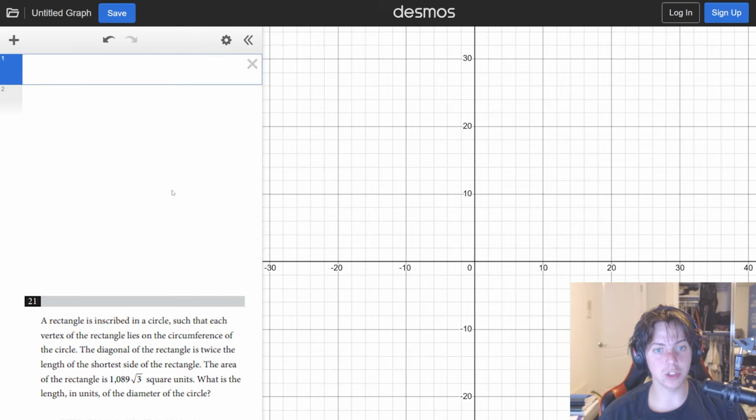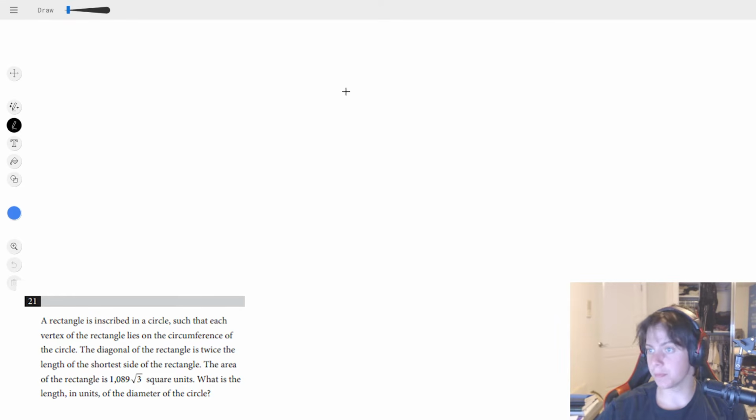Question number 21. A rectangle is inscribed in a circle such that each vertex of the rectangle lies on the circumference of the circle. The diagonal of the rectangle is twice the length of the shortest side of the rectangle. The area of the rectangle is 1089 times the square root of 3 square units. What is the length in units of the diameter of the circle?